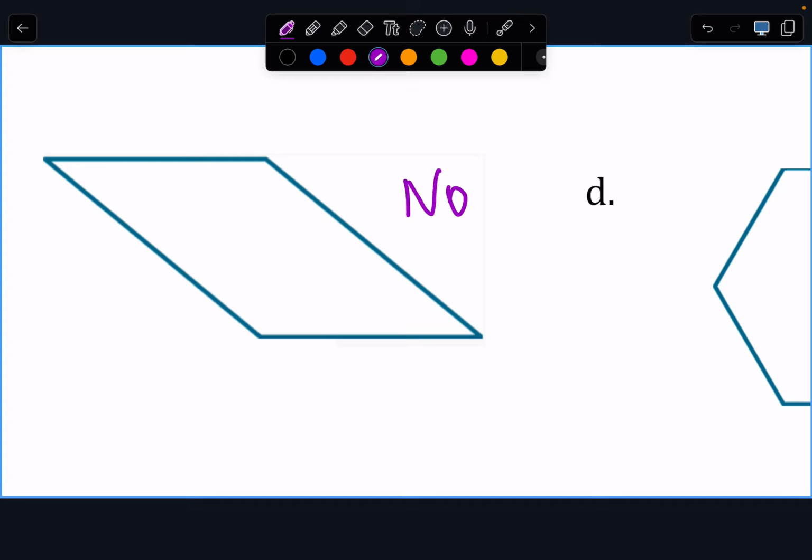There is no line symmetry. I'm sorry that you feel that way. You know what it does have? It does have rotational symmetry, and we'll talk about that here in a moment. Okay.